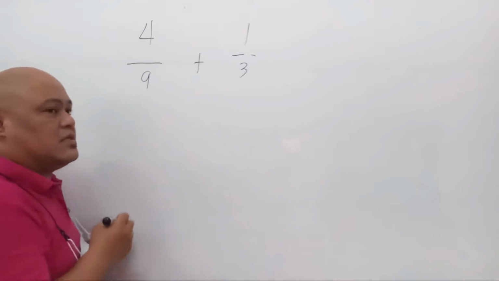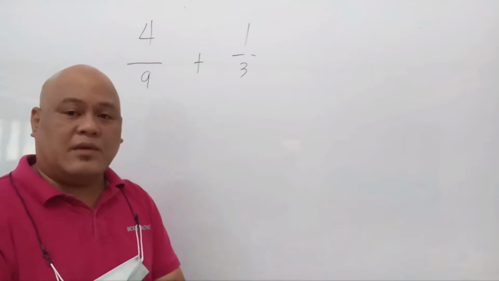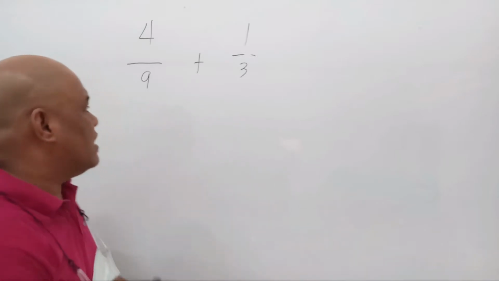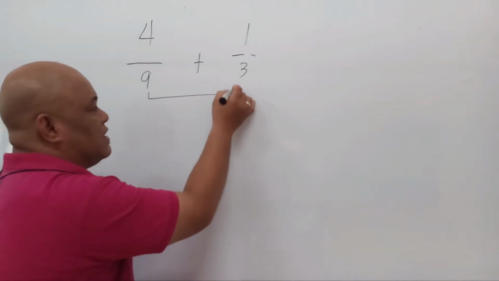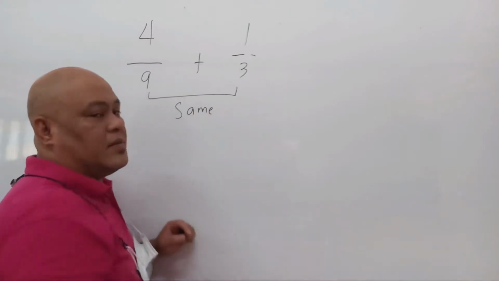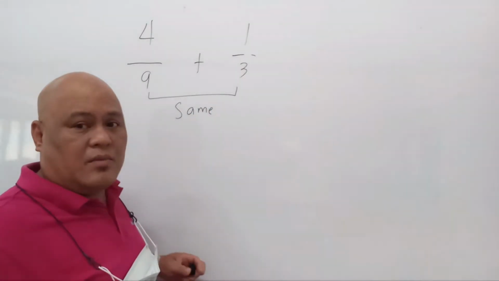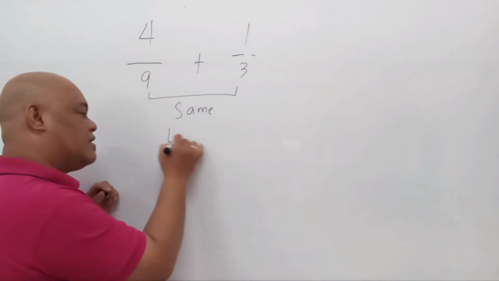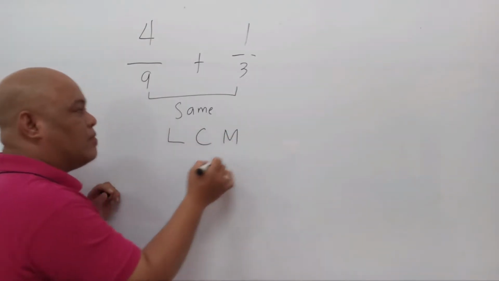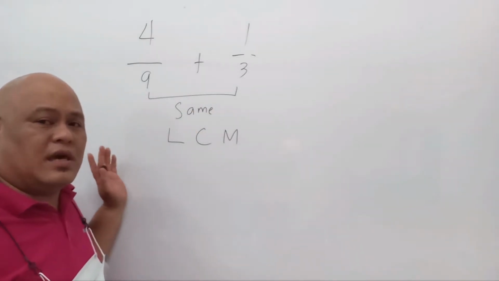Alright, so now we are here in addition of fractions with different denominators. This one is different from addition of fractions with the same denominator, because here we have to find the same denominator. So, to get the same denominator, you have to get the LCM of the numbers. How do you get the LCM?